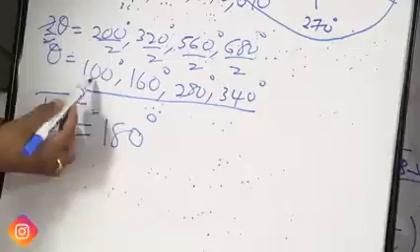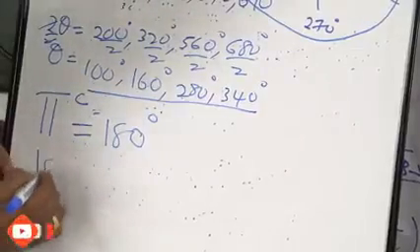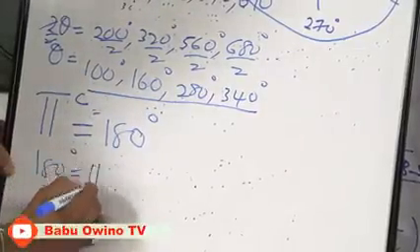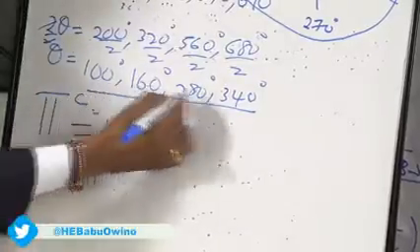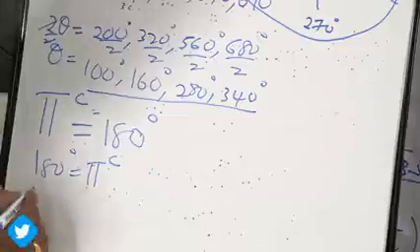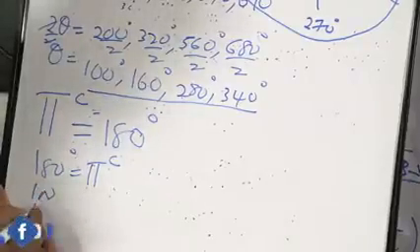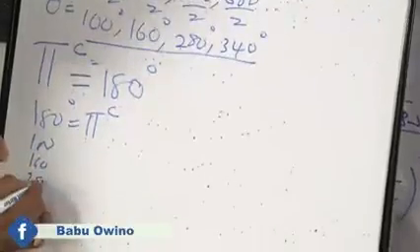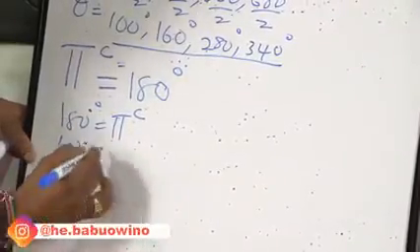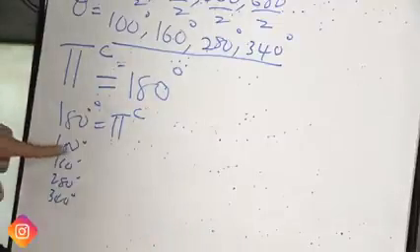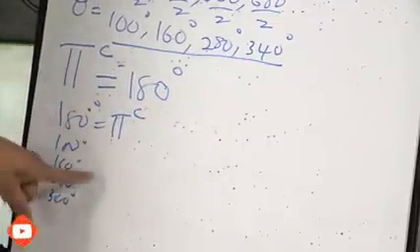Therefore, we want to convert this. If 180 degrees equals pi radians, what about all these angles? What about 100? What about 160? What about 280? What about 340 degrees? So you realize that we'll be multiplying 100 times pi, divided by 180.